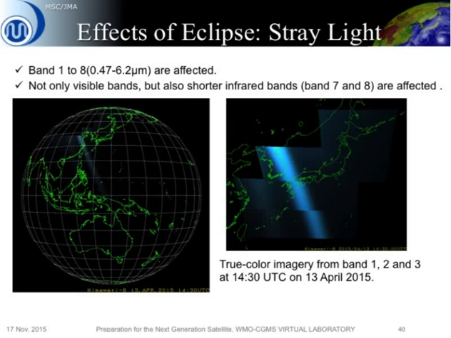When observation is partially skipped, like those two figures, this is skipped by AHI. This is another eclipse effect called stray light. It is image degradation caused by sun illumination of AHI optical system, but no root cause is identified. These examples are true color images at midnight on 13th April. You can see stray light here and here. There are no significant operational products from visible band at this night time. But unfortunately, not only visible band, but also shorter infrared bands, band 7 and band 8, are affected by this stray light.